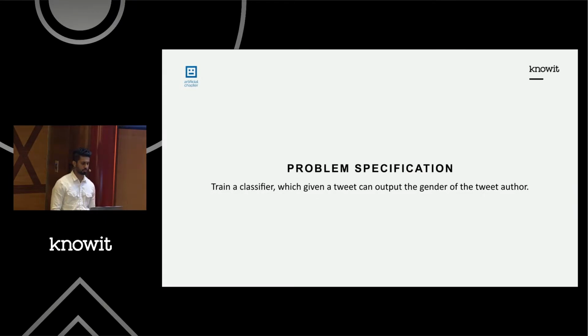So the goal of this project was to train a classifier which, given a tweet, can output the gender of the tweet author. Now this might sound a little bit strange at first, because people are different, people write about different things, and is this discrimination or what's going on here, right?